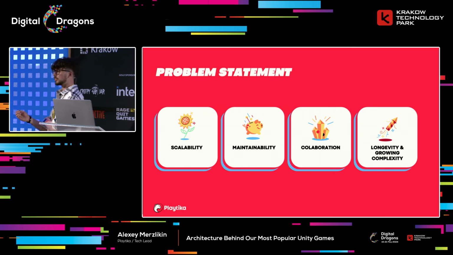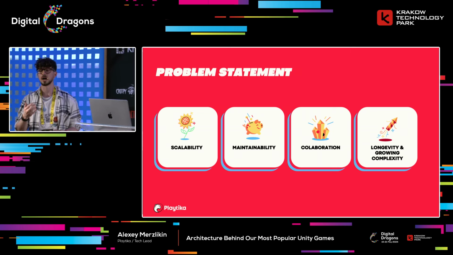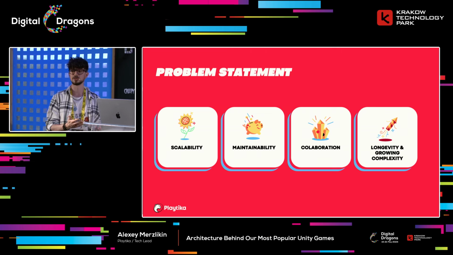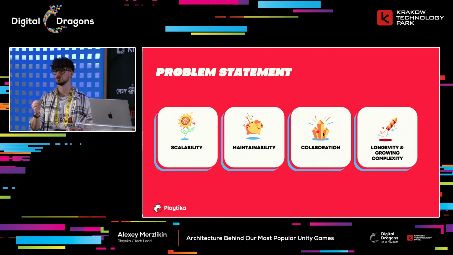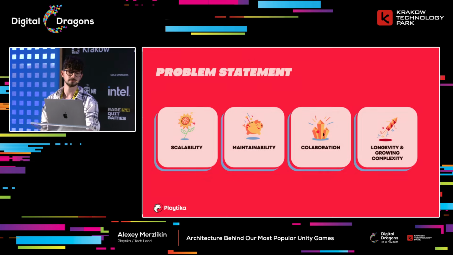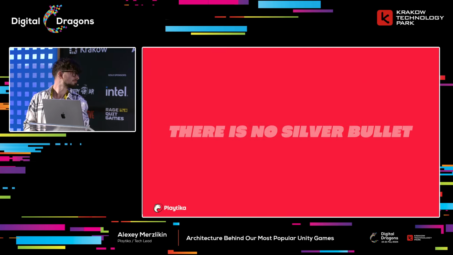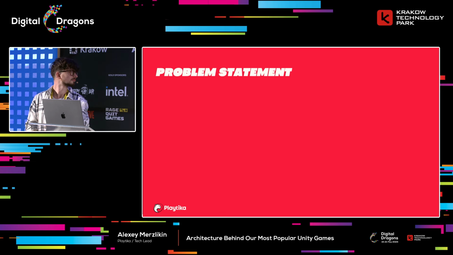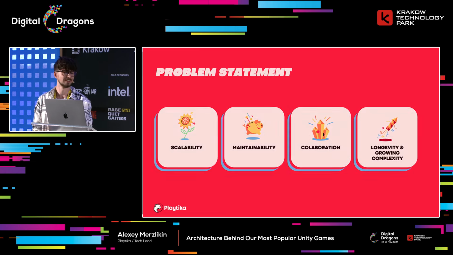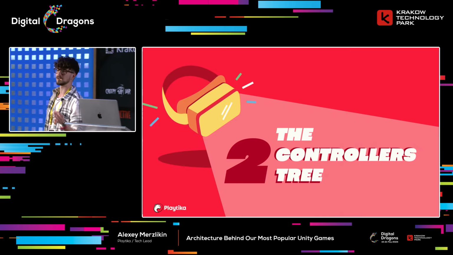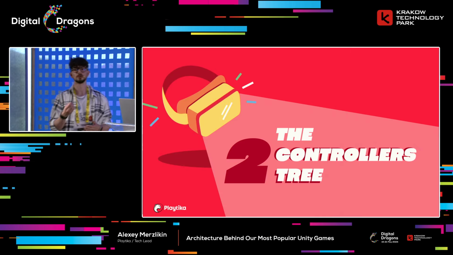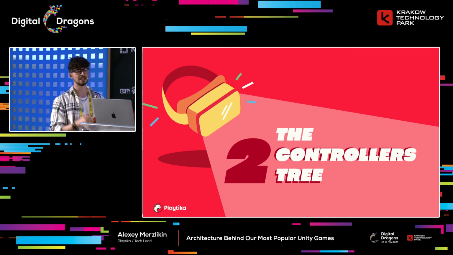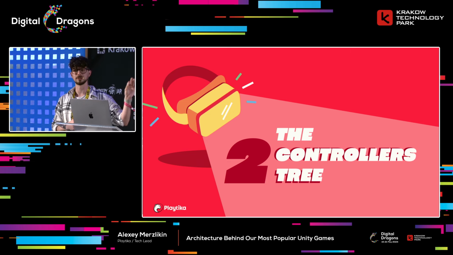So that's where architecture comes in. By choosing the right architecture, we can optimize our game development flow and create better experiences for our players by improving and adding new functionality to our games easier. And today, I want to introduce you to the hierarchical model view controller architecture and how it helps us to maintain and grow various games. The controller's tree is a key component of HMVC, and it helps to manage data flow in the game. You will be able to create more complex games and facilitate collaboration of many developers using this approach.